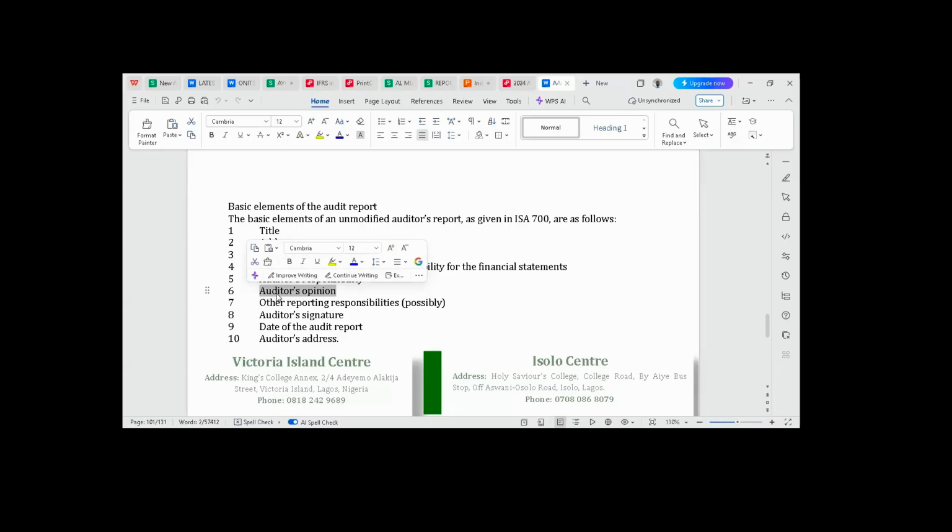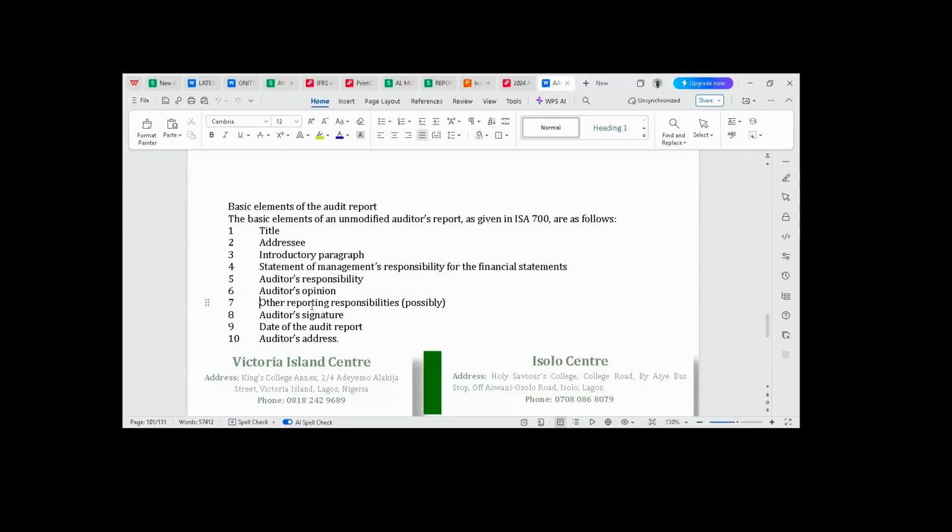Modified auditor's opinion. I take it again. If the auditor has some reservations about the financial statement that he has just audited, you are not going to maintain auditor's opinion. You're going to write modified auditor's opinion or adverse auditor's opinion or disclaimer of opinion. Those are what you are going to put there, depending on the level of modification or qualification. I hope we are together.